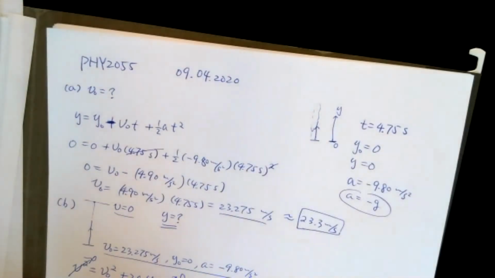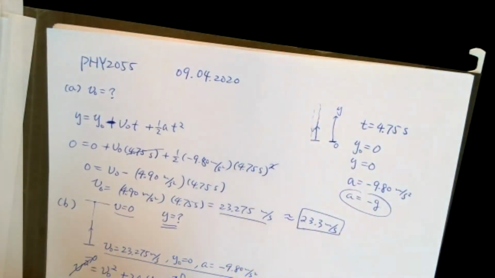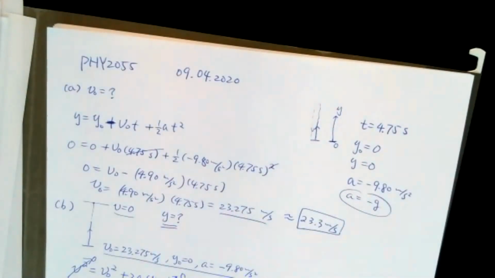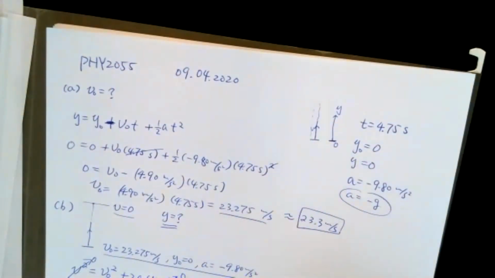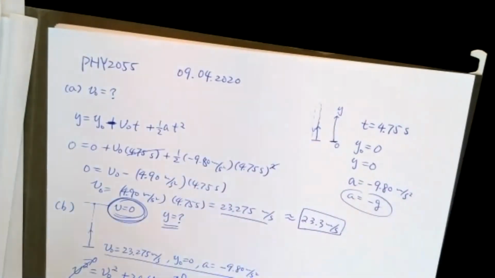Or you can use v average equal to 1/2 of v0 plus v. So v final is zero, then it's 1/2 of 23.275 meters per second. And then use the first equation, y equals y0 plus v average times t. But we don't know this t. You probably figure that this is half of that, so that's something we'll talk about probably later. So this is the height. And this piece of information, you have to figure that out, because at the high point, the velocity will be zero.